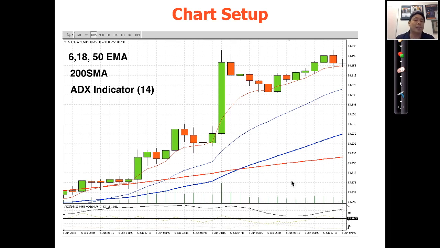So how do we set up the charts? The way we set up the charts is actually the same as the first strategy that you've learned, which is the impulse pullback strategy. So we similarly use the 6, 18, and 50 exponential moving average and the 200 simple moving average. The only difference is we're going to add in another indicator known as the ADX, and we're going to use the default 14 setting. Now the ADX indicator is just a guide. This indicator helps us to know when we have a strong uptrend or a strong downtrend. And let me show you how it works right now and how to set that up in your charts.